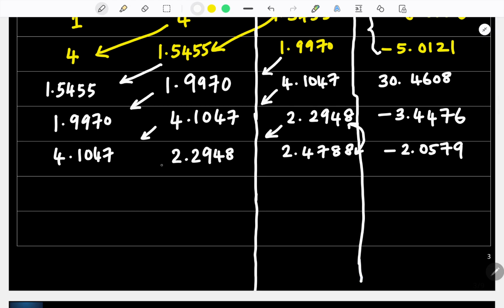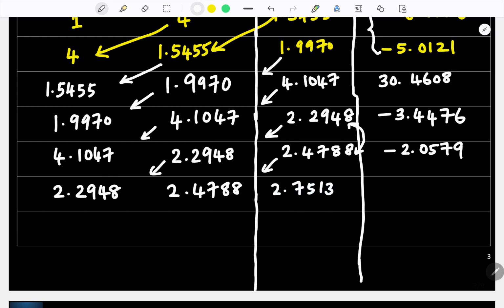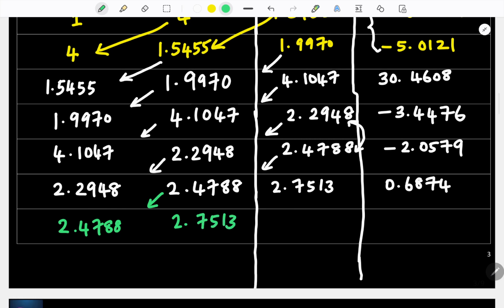Right. So now I'm taking this value 2.2948 and this value 2.4788. Put it in the calculator. A value is 2.2948, press equal, 2.4788, press equal, and what is your C value? C value is 2.7513. Again press equal, you are getting 0.6874. It's a positive value. Positive or negative, no problem. Again the same idea. Take this value 2.4788 and this value 2.7513. A value is 2.4788. Press equal.